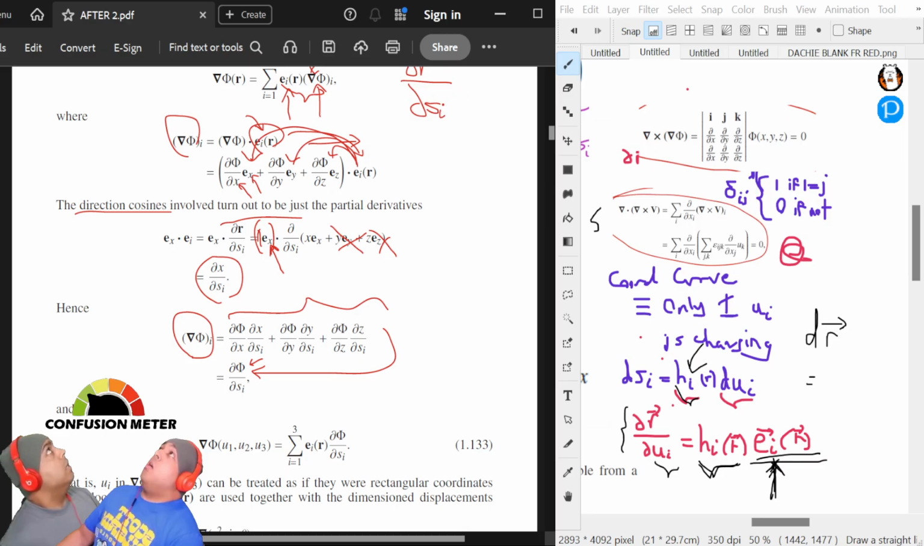Let me just Google it real quick. It shouldn't be that hard. Greek letters, Greek alphabet.